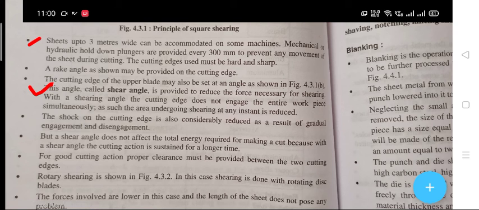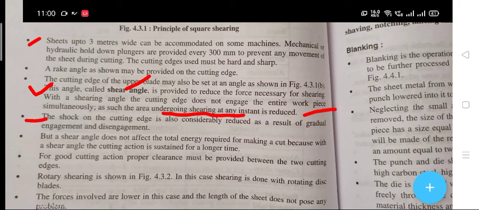the cutting edge of the upper blade may also be set at a particular angle, as we saw in the diagram here. That is called the shear angle, and the shear angle is provided to reduce the force necessary for shearing. With a shear angle, the cutting edge does not engage the entire workpiece simultaneously, as such the area undergoing shearing at any instant is reduced.